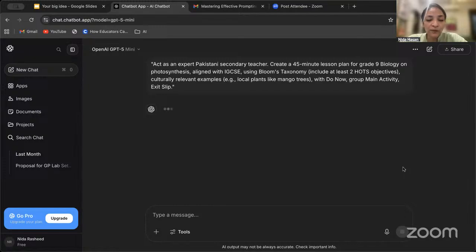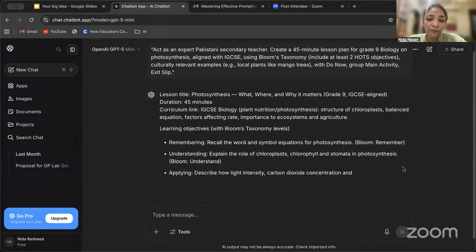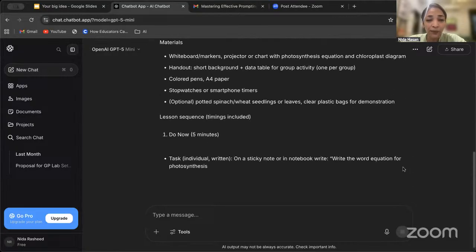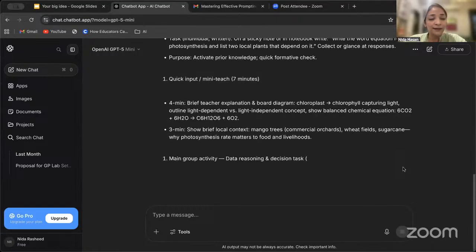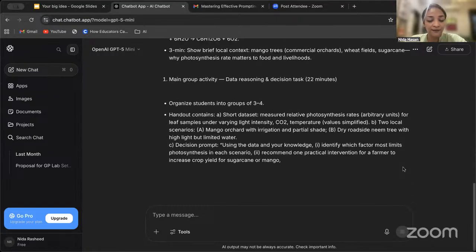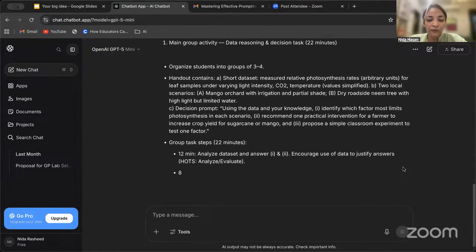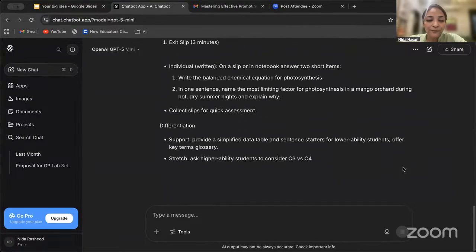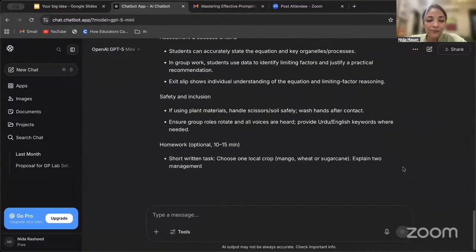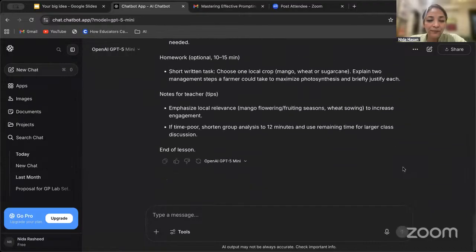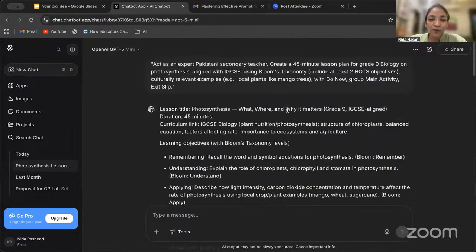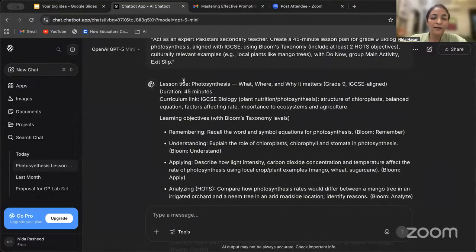Now, ChatGPT, as you can see, is working on this, and before I could even say time it, it has given me a lesson plan. So you can see now how fast it has generated a lesson plan for you. So if we keep on looking at this, now look at the lesson plan.